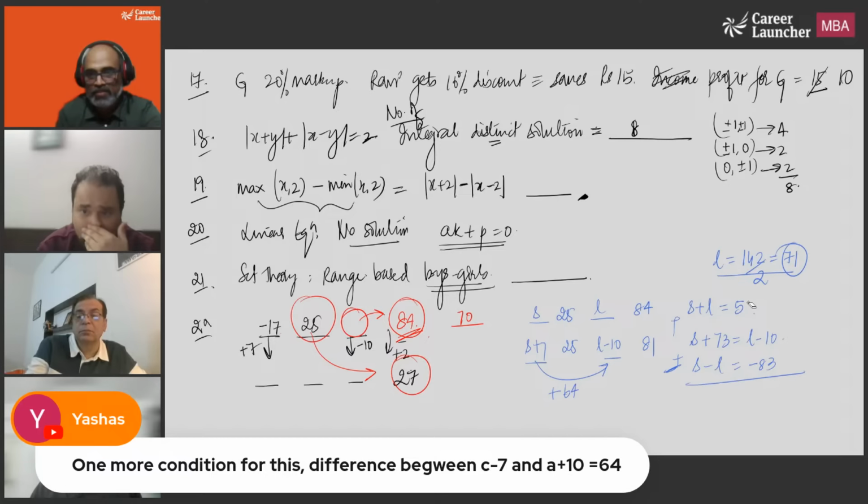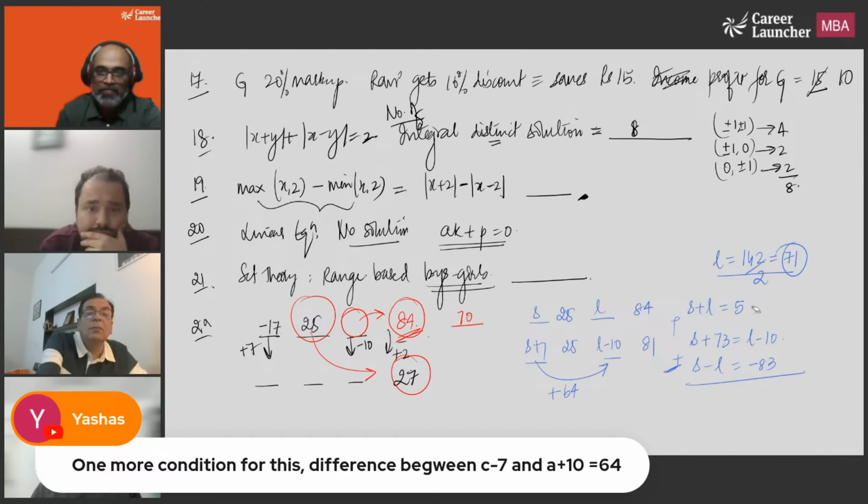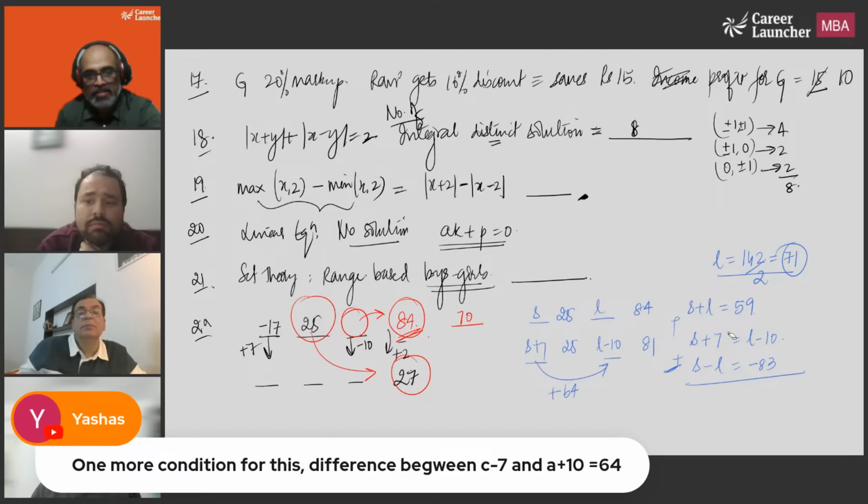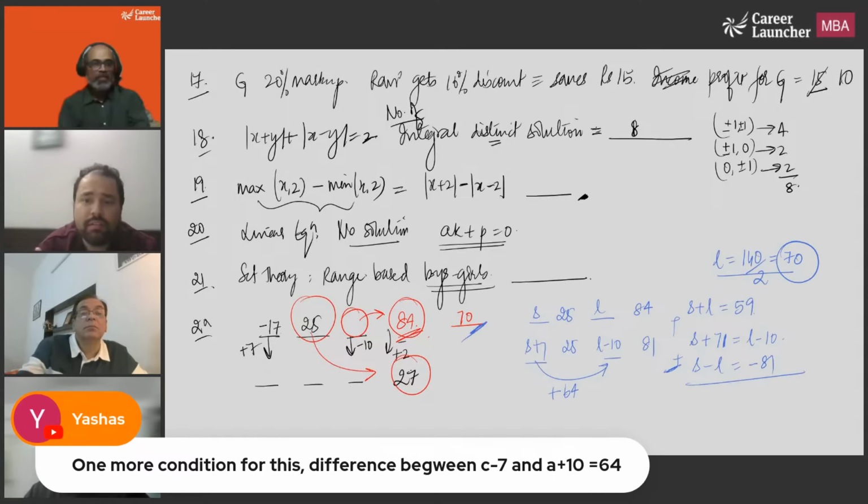अच्छा ठीक है. नहीं ठीक है. This was 59, no? 59 plus 25 is 84, and we are saying S 56, not 59. 71. Okay, ठीक है. 70. ठीक है. Got it. So this was minus 81, and this is 140 by 2. This is 70. ठीक है. So 70 was the largest.